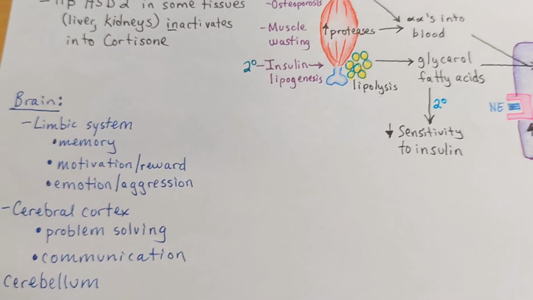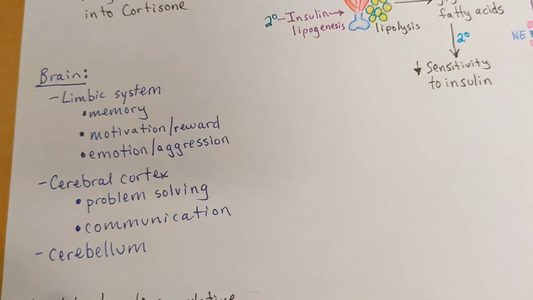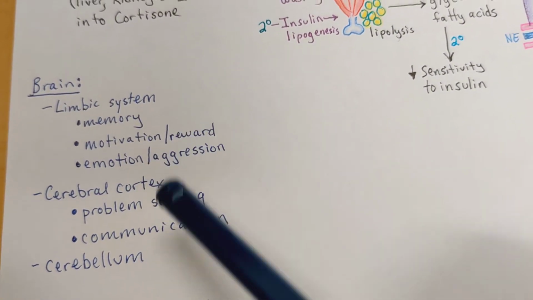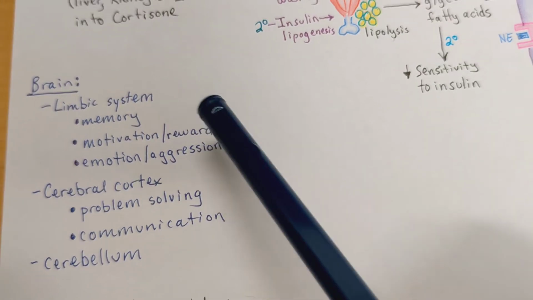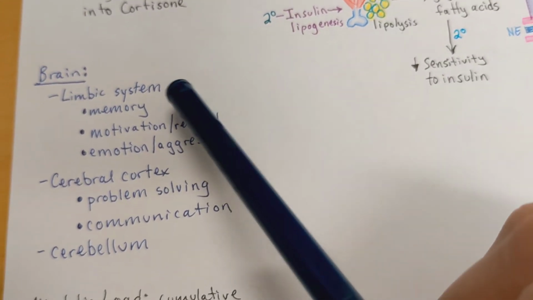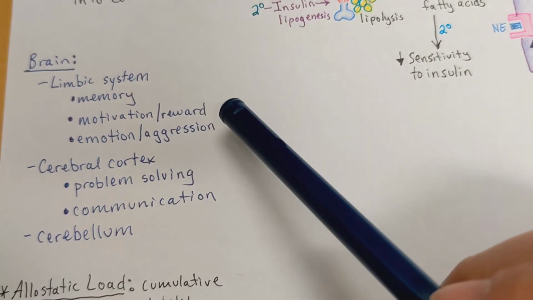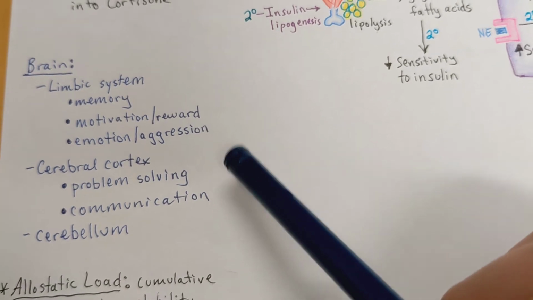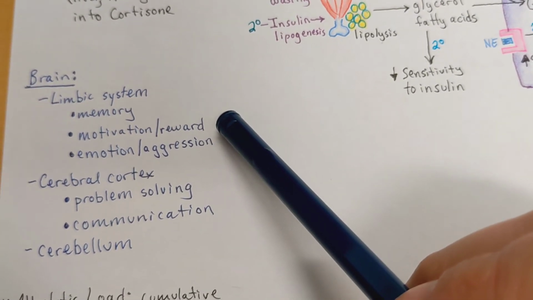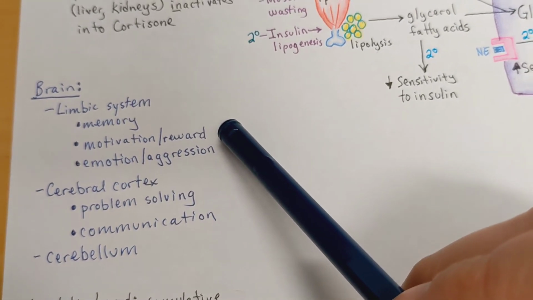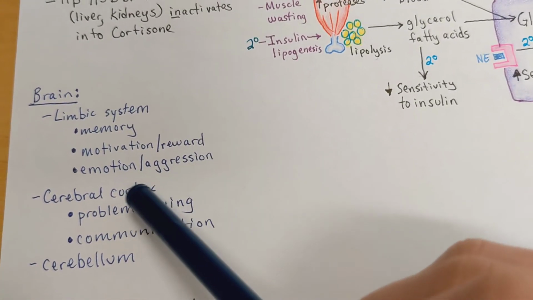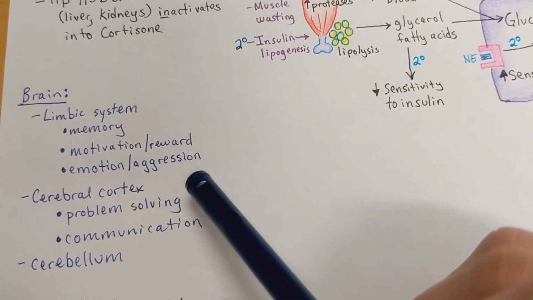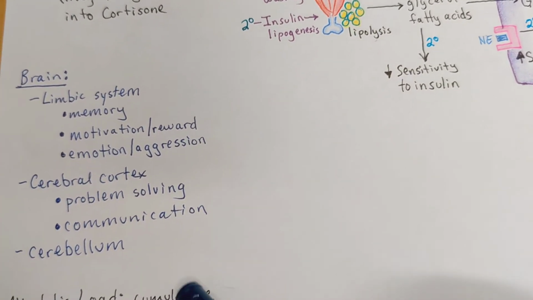Okay. One other thing that I want to mention, there are many cortisol receptors within your brain. And so the stress response also has an effect on your limbic system, right, your ability to form memories, your motivation or reward system, right, so you might not be as excited about the things that you used to be excited about, you might not be fulfilled by those things, and a lot of emotions, particularly aggressive emotions, are enhanced by the cortisol response.